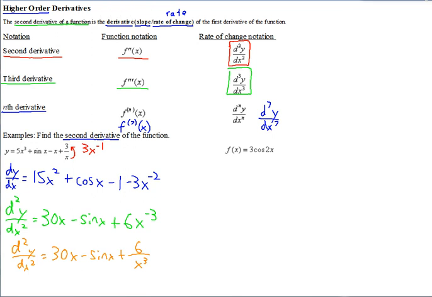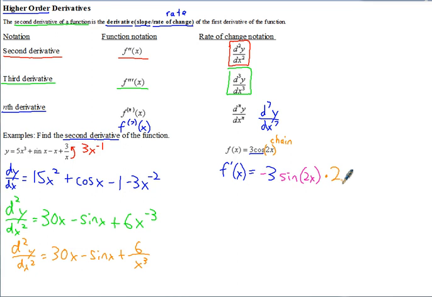Now let's take a look at the next one. Here we've got f of x equals 3 cosine, and you can see we've got 2x inside of cosine. So that's going to require the chain rule. So start on the outside. The derivative of cosine, well, 3 just stays there. The derivative of cosine is negative sine, so that becomes negative 3 sine. The function inside, 2x, stays the same. But using the chain rule, that means we need to multiply by the derivative of the function inside. The derivative of 2x is 2, so times 2.